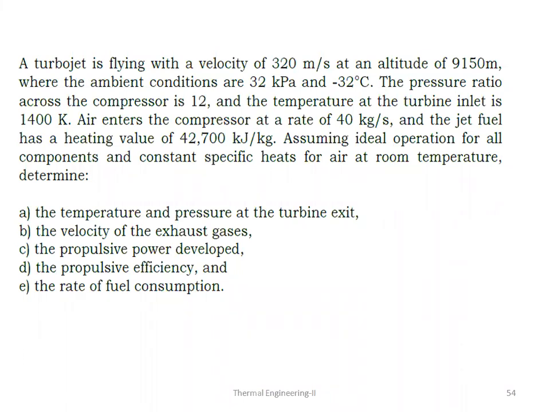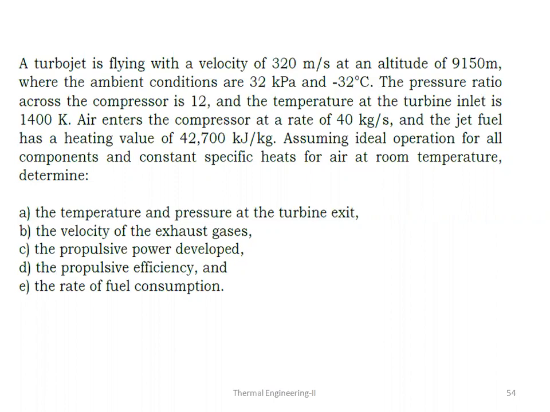Hello, welcome. Today we are going to discuss a problem related to the turbojet engine. The problem is like this. A turbojet engine is flying with a velocity of 320 meters per second at an altitude of 9150 meters, where the ambient conditions are 32 kilopascal and minus 32 degrees centigrade. The pressure ratio across the compressor is 12 and the temperature at the turbine inlet is 1400 degrees Kelvin.